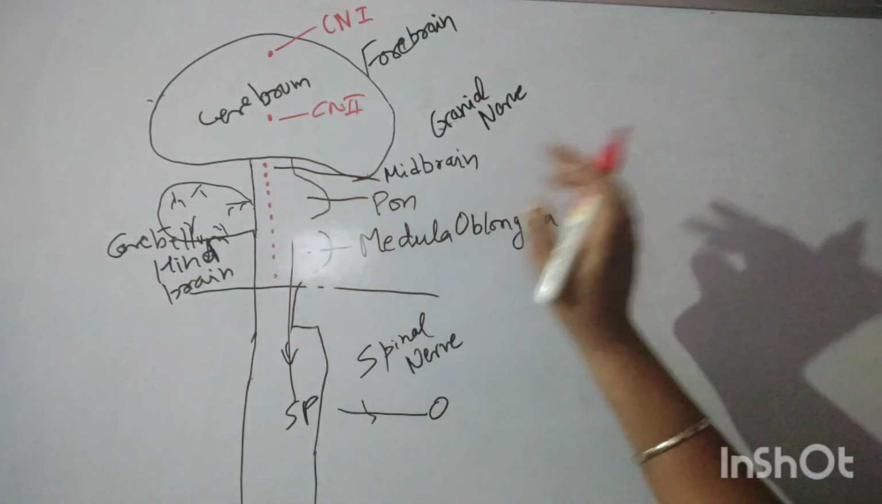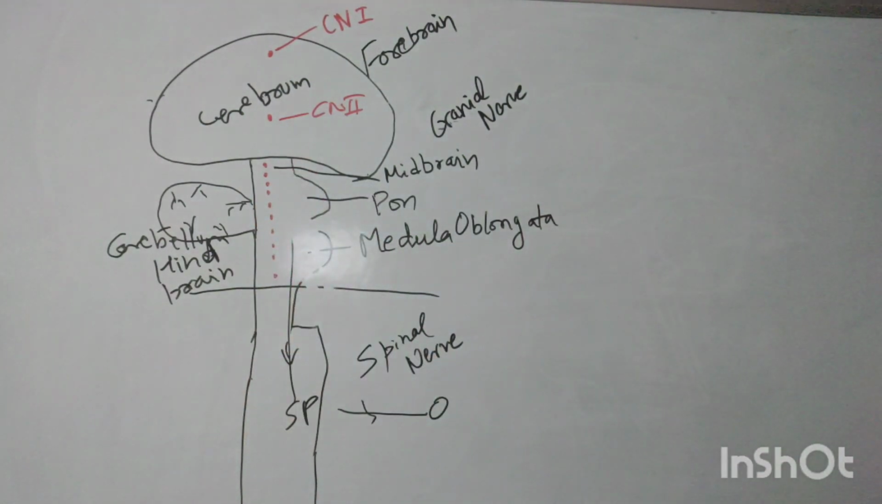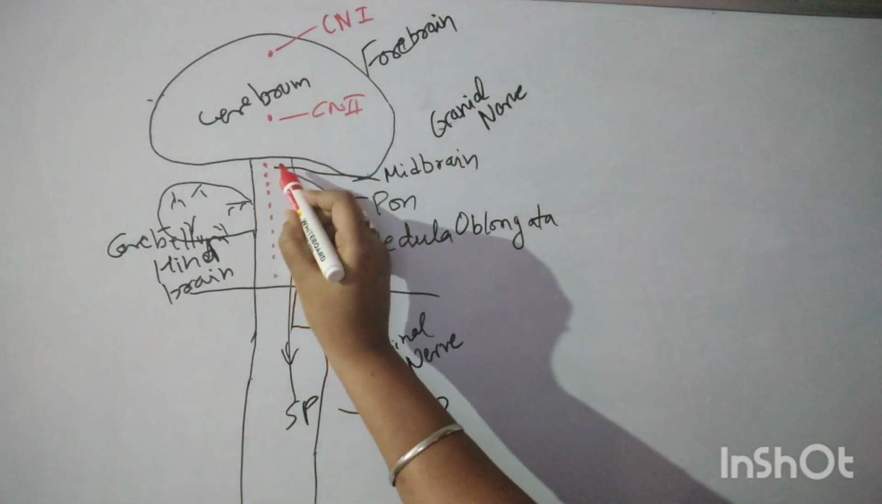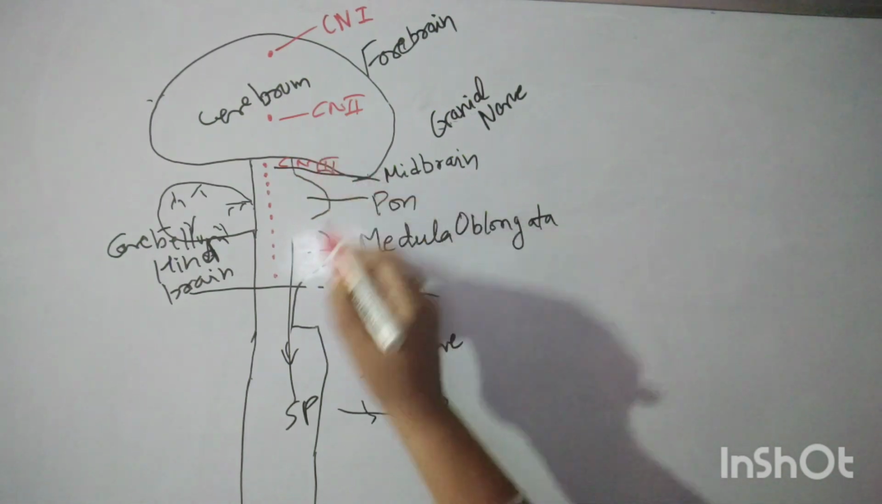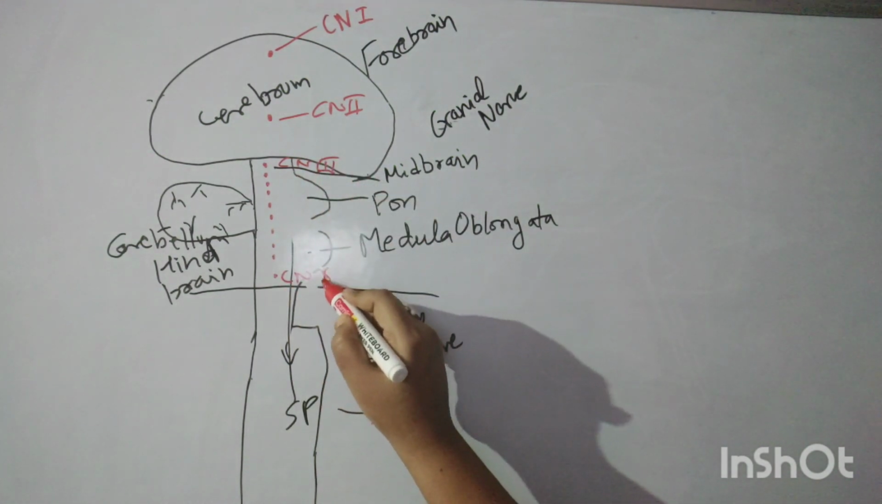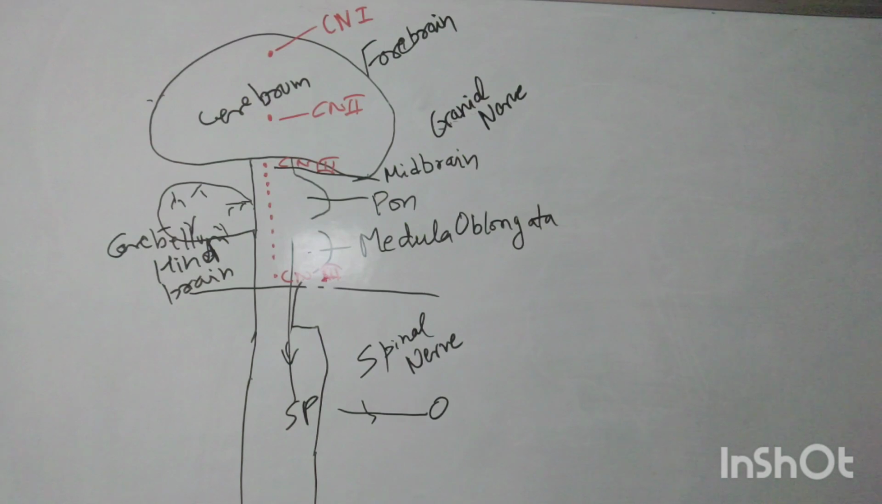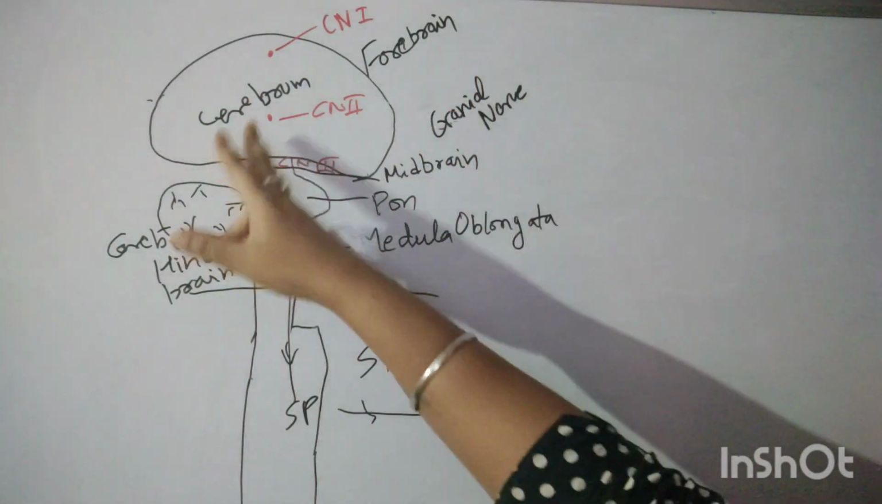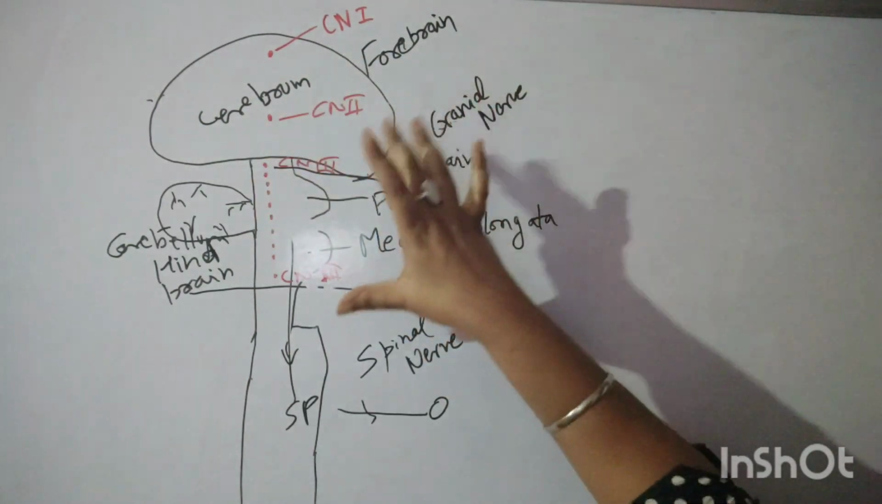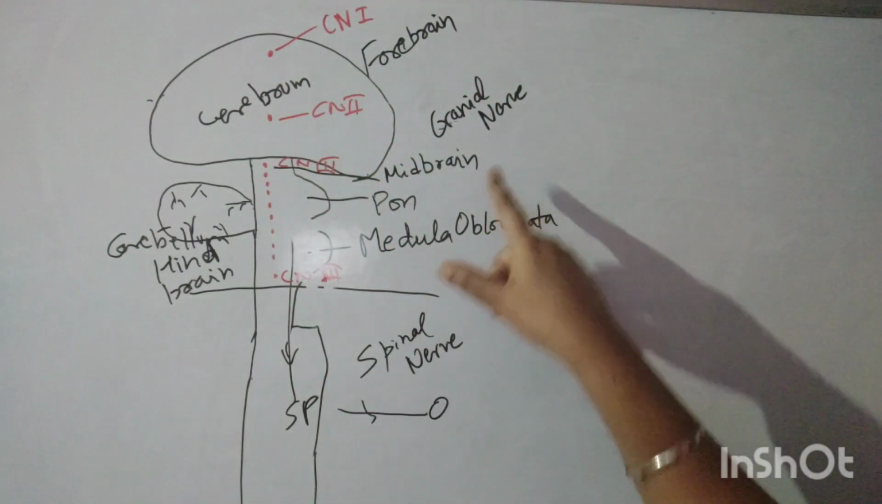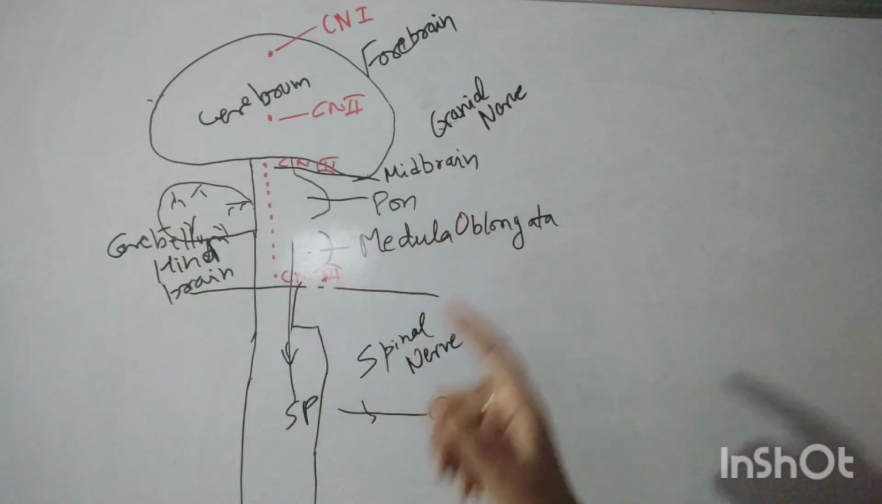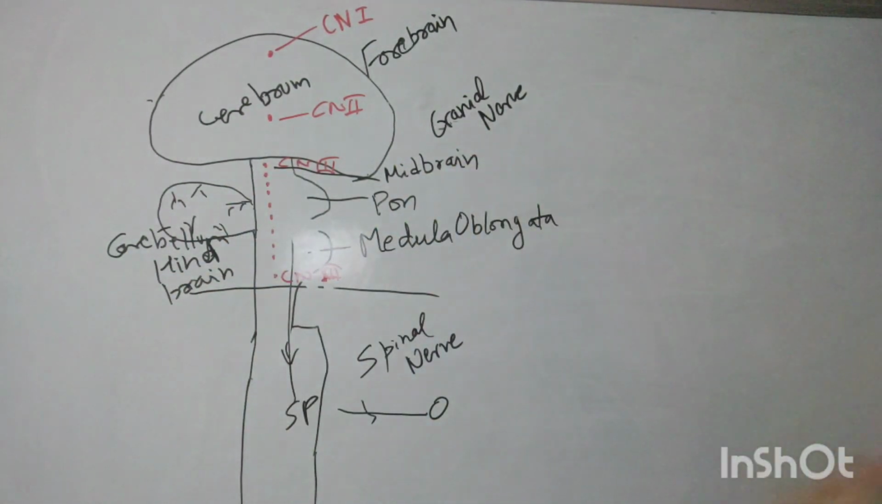So all the other cranial nerves will be emerging from the midbrain, pons and medulla oblongata. The rest of the 10 cranial nerves, from cranial nerve 3 to cranial nerve 12, will arise from the midbrain, pons and medulla oblongata. We will study the structure in detail. So it is clear that only 2 nerves arise from the cerebrum and the rest of the cranial nerves arise from the midbrain, pons, medulla oblongata. All the rest of the 10 cranial nerves will be involved. Now let's see the structure.